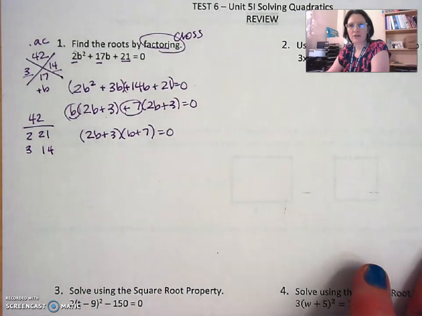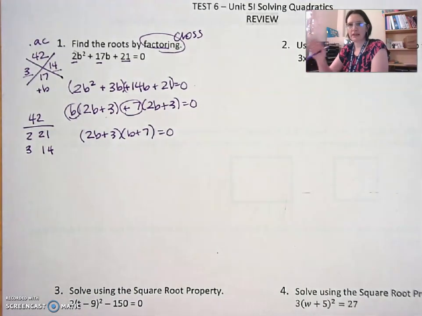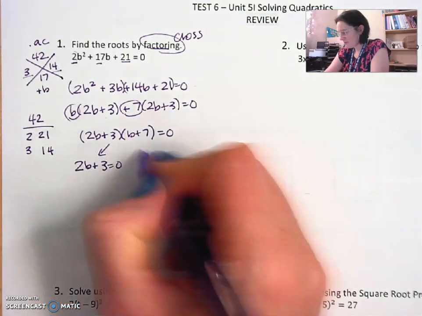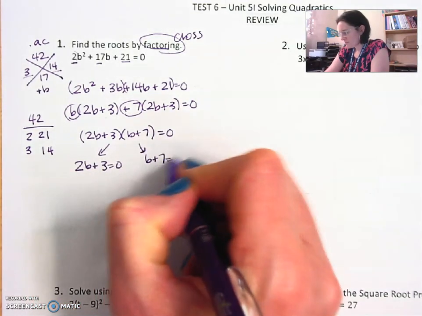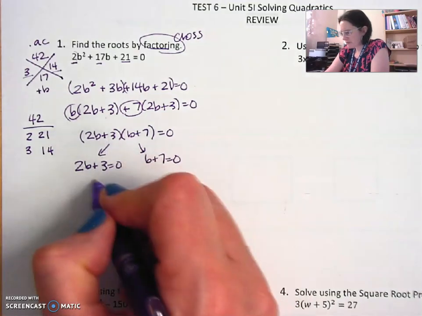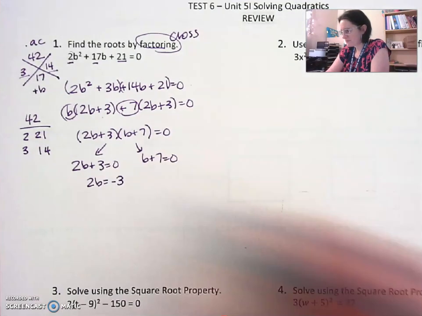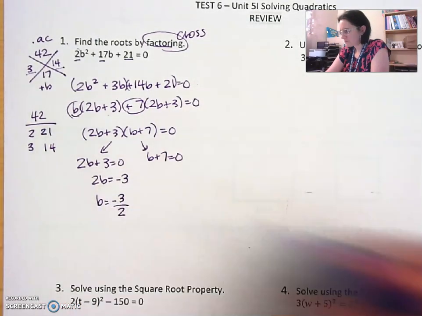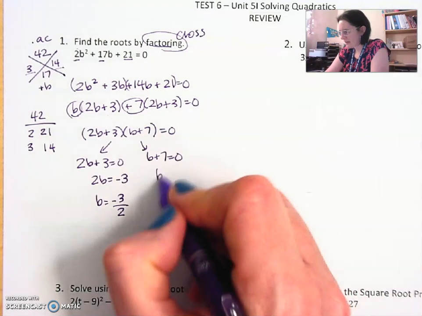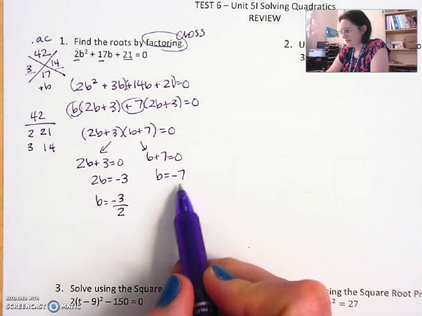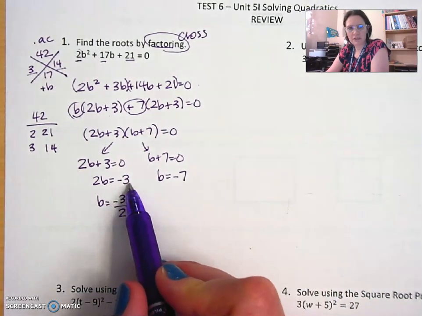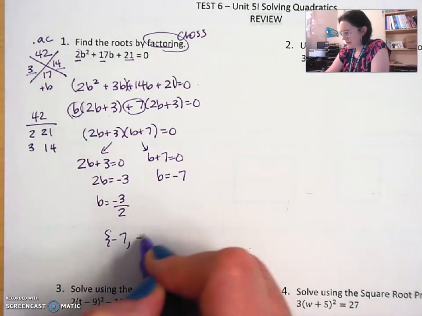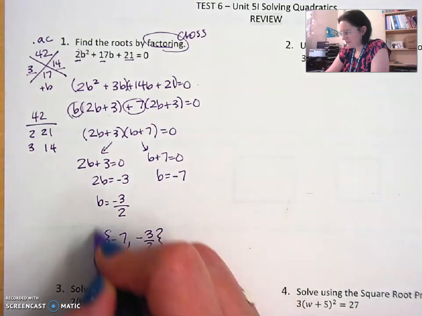So then remember our zero factor property, which says to take those individual factors and set them equal to 0. So I solved this first equation by subtracting 3 to both sides and then dividing by 2. And the other equation I solved by subtracting 7. Did I say b here? Subtracting 3 to both sides. Here I subtract 7. So my answers are -7 and -3/2.